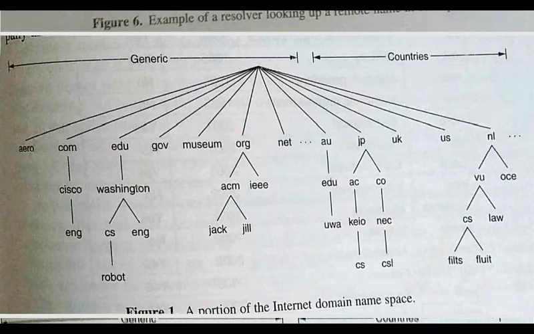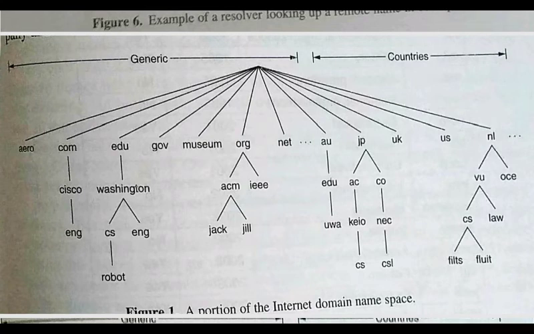If you want to refer to the domain eng, how are you going to refer to it? You have to specify the path to refer to that domain. How do you specify the path? That is in the upward direction, from it to the root. So that is eng.cisco.com. Is it clear?